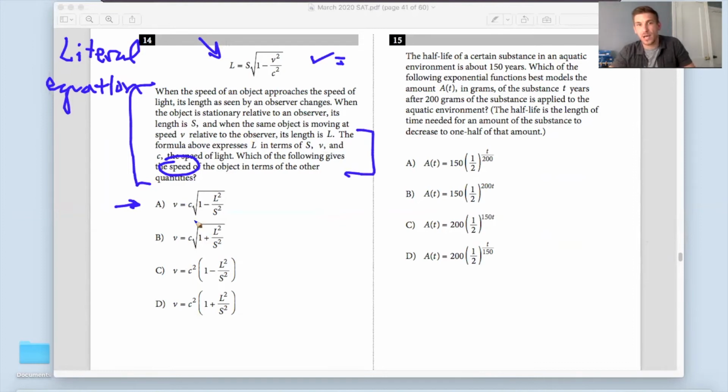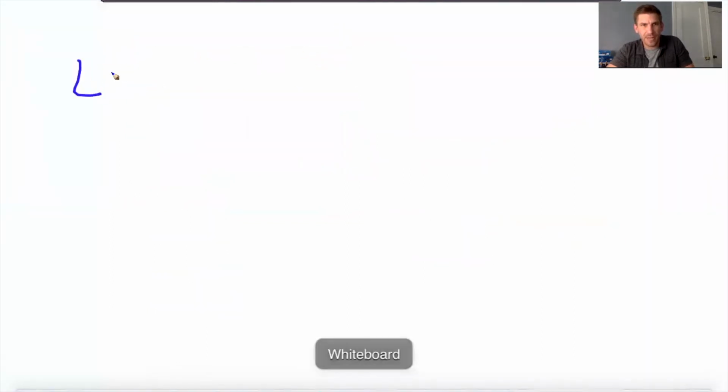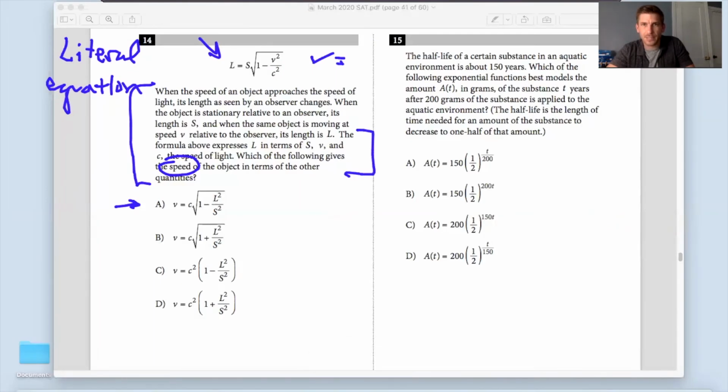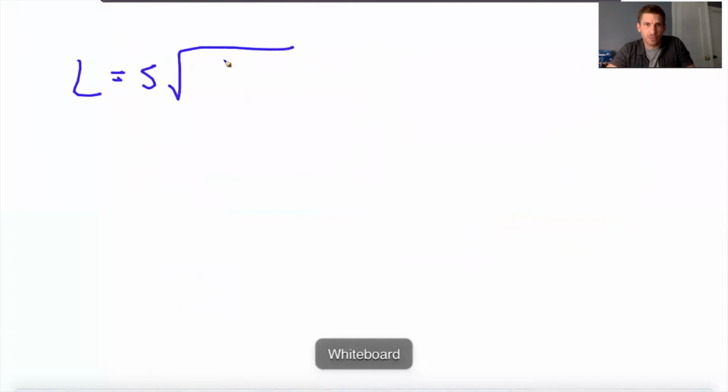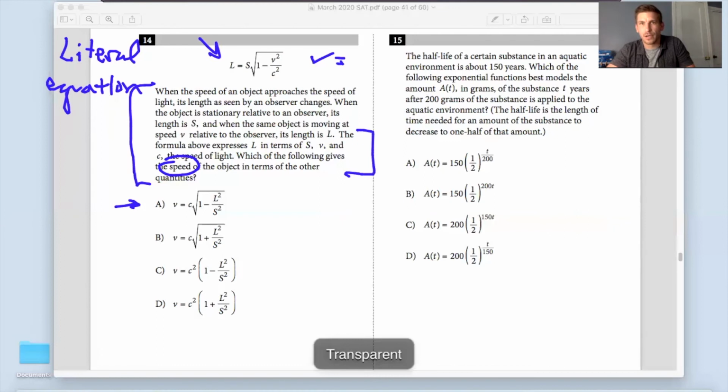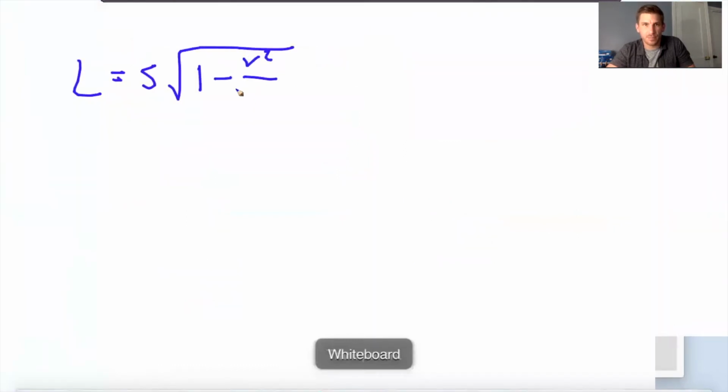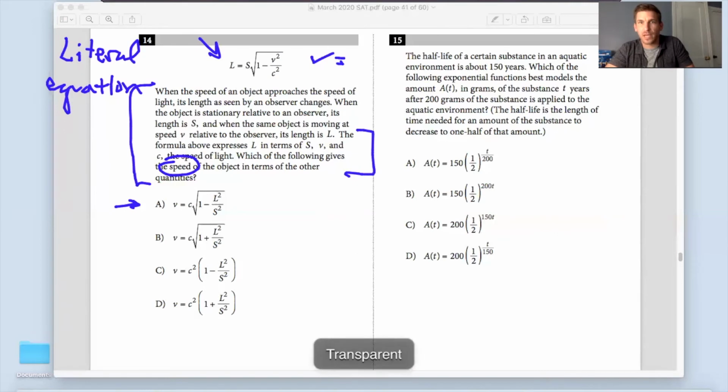I, on the other hand, am even going to go to a different screen because I don't know how much writing I'm going to have to do. But here it's L equals S, and then it's a radical, 1 minus V squared over C squared. Okay, just trying not to make a mistake right off the bat. It's usually easier right on the test because then you can scribble. Okay, so L equals S radical 1 minus V squared over C squared.